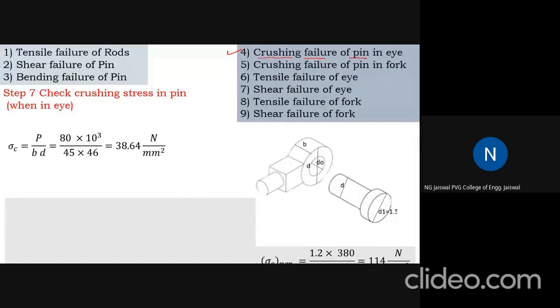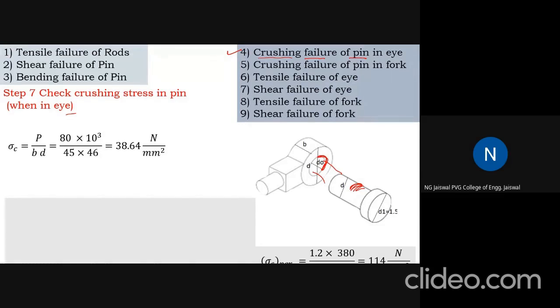But the pin is in single eye as well as in double eye. That's why the first part is check crushing stress in pin when it is in single eye. Eye means single eye. So when you insert this against this surface, the eyes will be in contact with this convex surface of this.